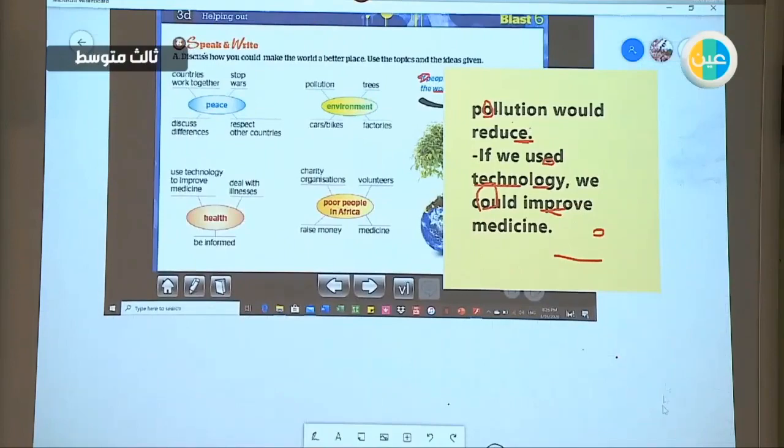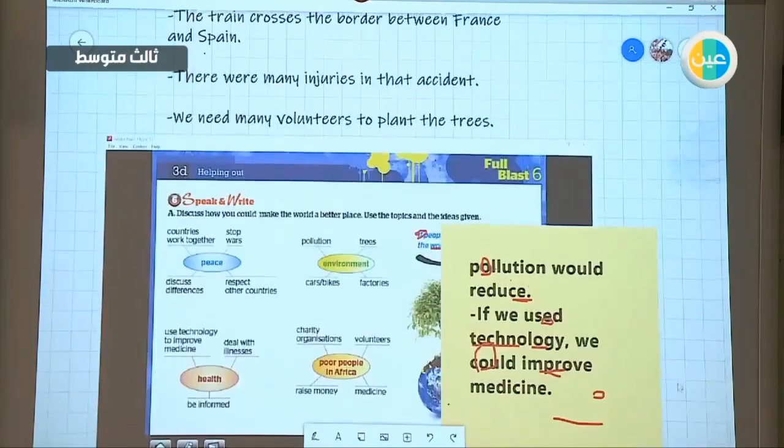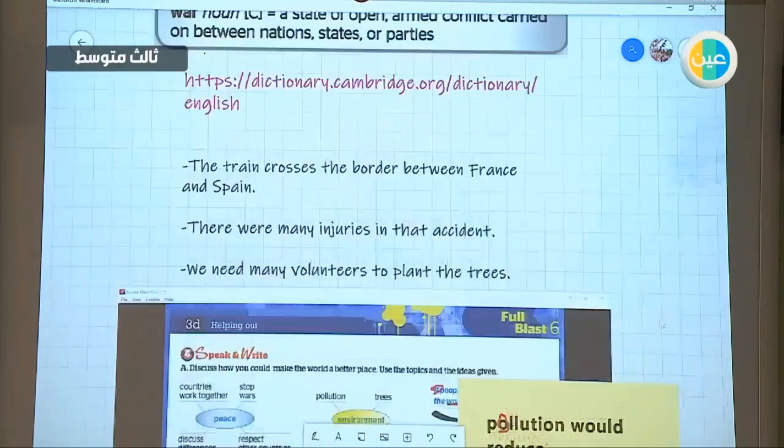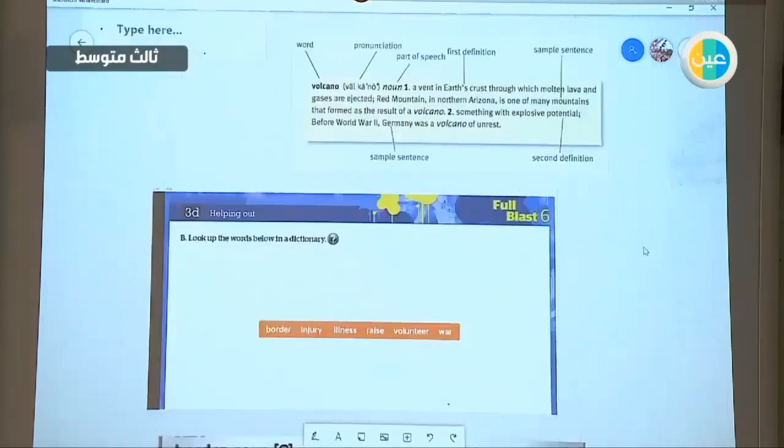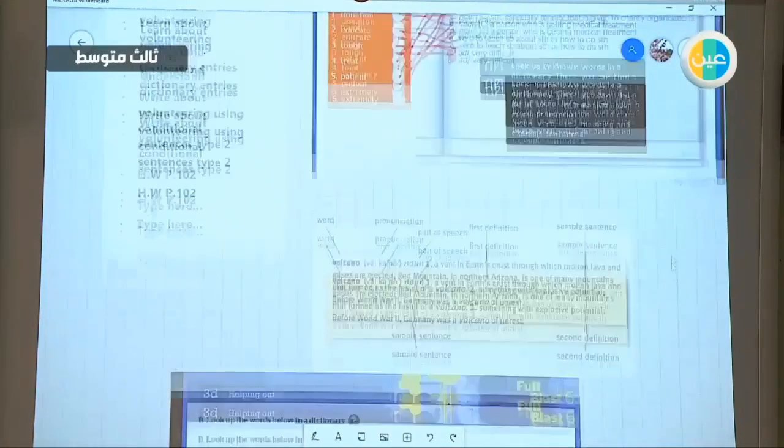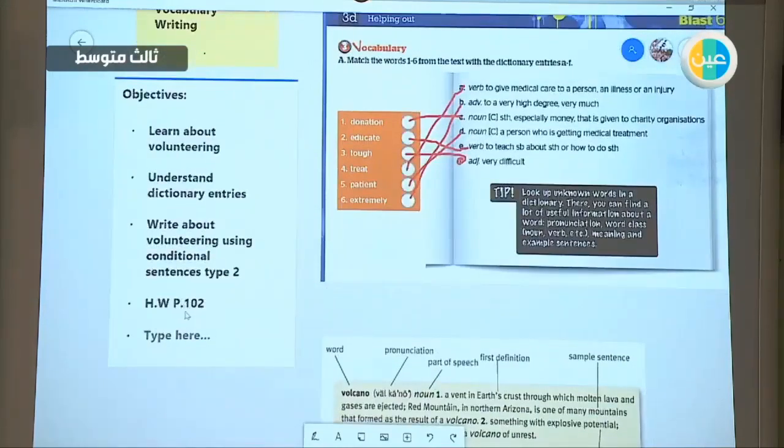Now, what can we do now? We're going to move to the workbook to have some extra work or tasks at page 102. I want you to open your workbooks at home.